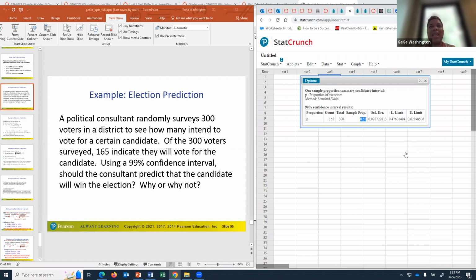So can I predict the candidate will win? No, because there's a part of my interval that lies below 50%. The candidate needs a majority to win. And being that there's a part of that interval that lies below a majority, I cannot predict the candidate will win. We can just say that we're 99% confident between 48 and 62%. And then the candidate would have to make the decision of what he wants to do from here on out.